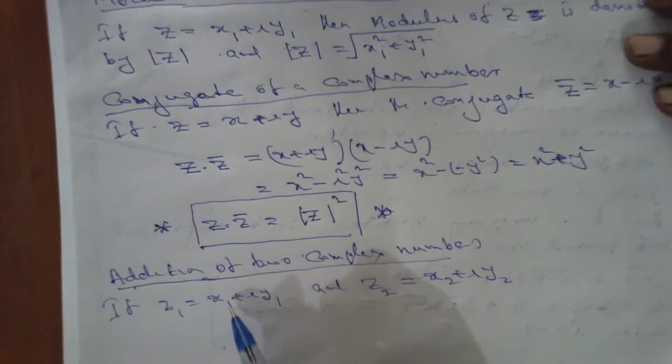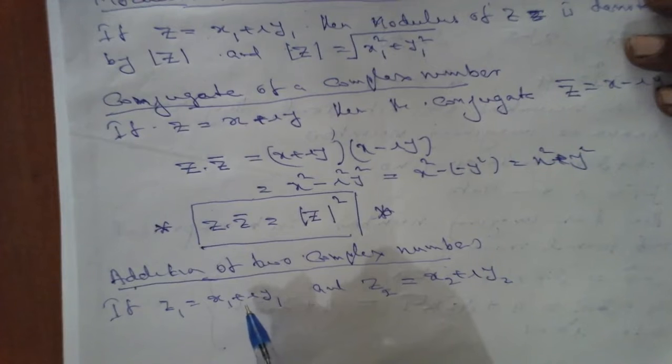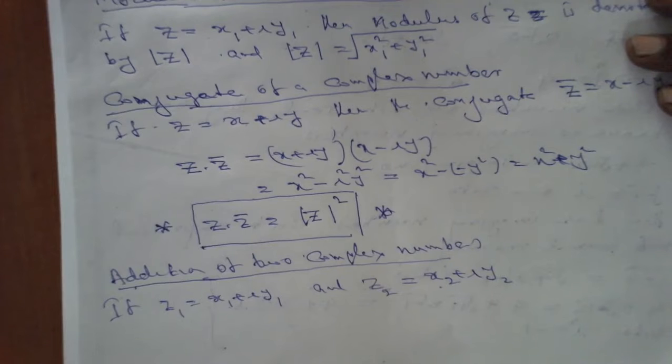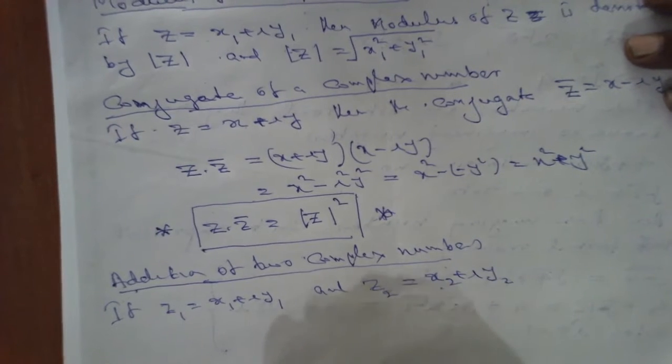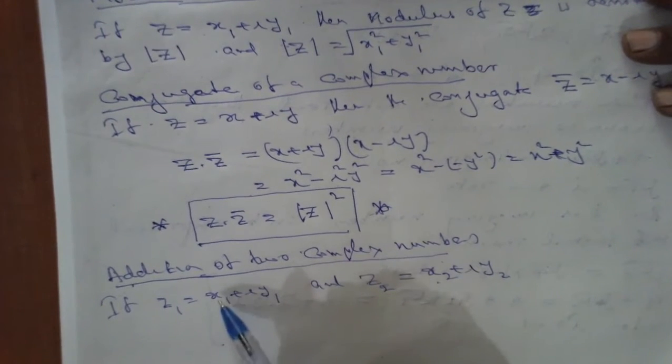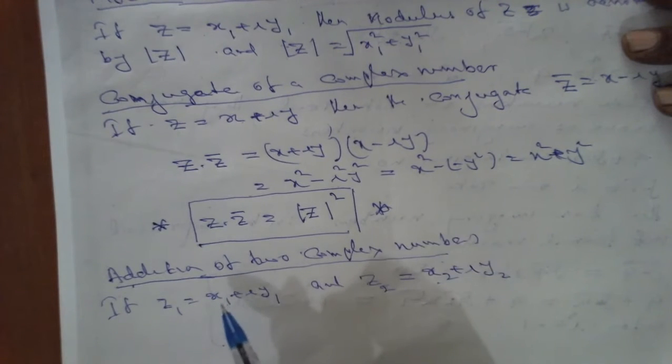From now onwards, if I express like this, x1 plus iy1, x1, y1 are real numbers, right? Here x2, y2 are real numbers. No need to simplify to get the complex numbers. This is a general form of a complex number. These x1, y1, x2, y2 are real numbers, right?